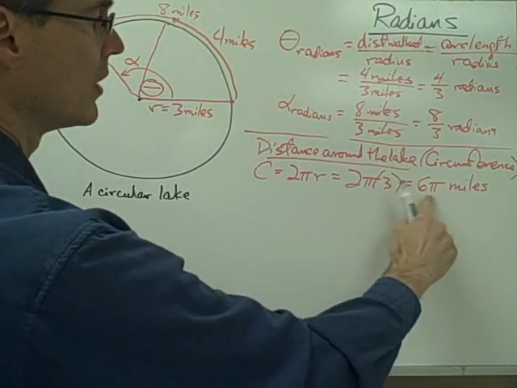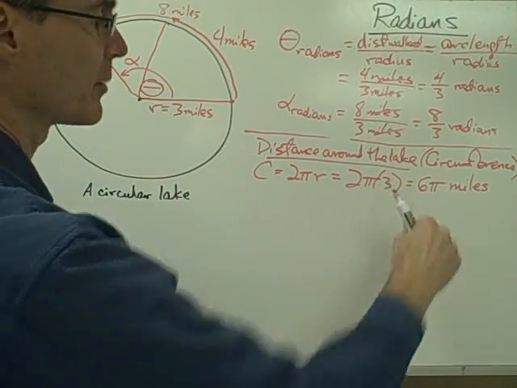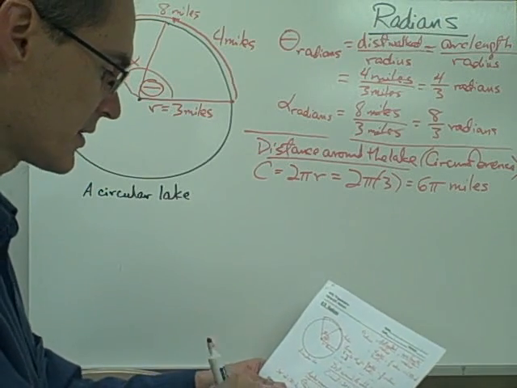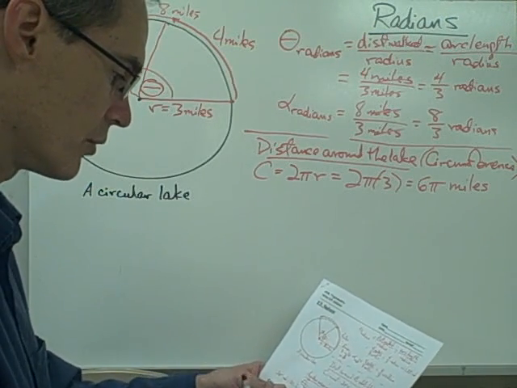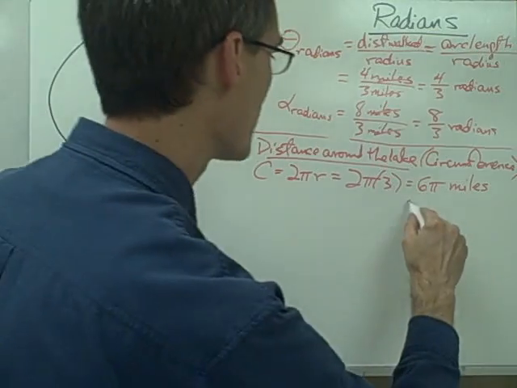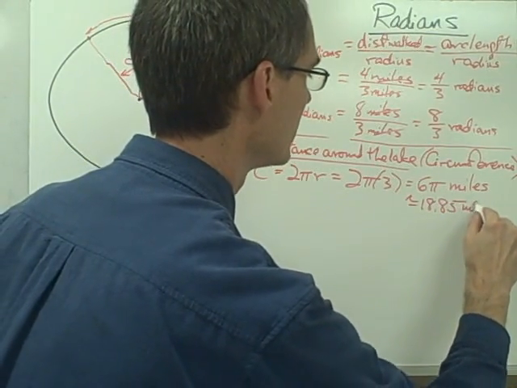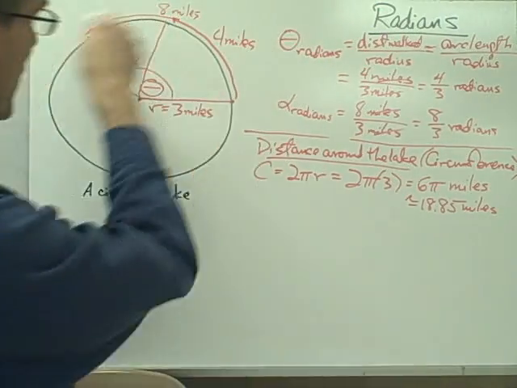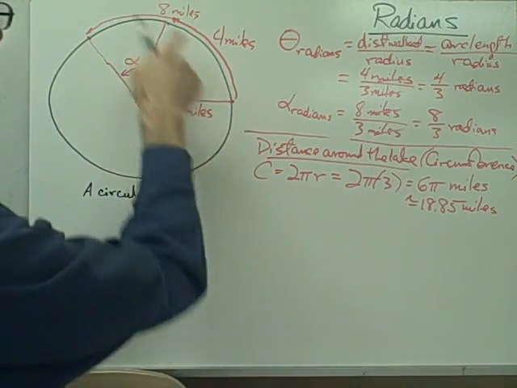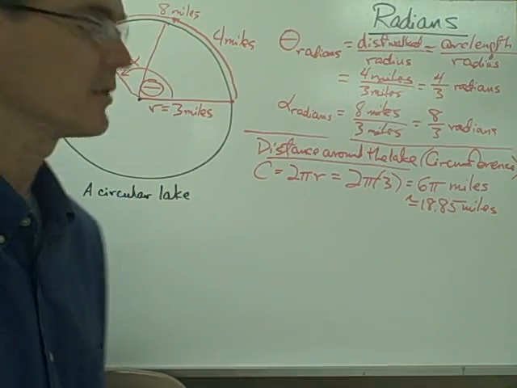And now if I were to punch this into my calculator and get a decimal approximation for this, I would get 6 pi miles is approximately 18.85 miles. So if I walked all the way around the circle, that's how far I would be walking. I'd be walking 18.85 miles.